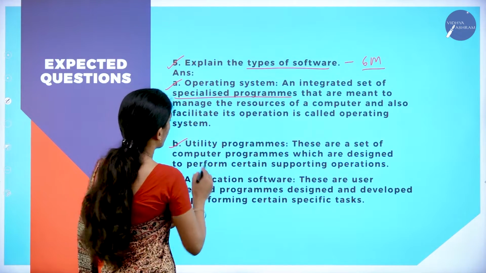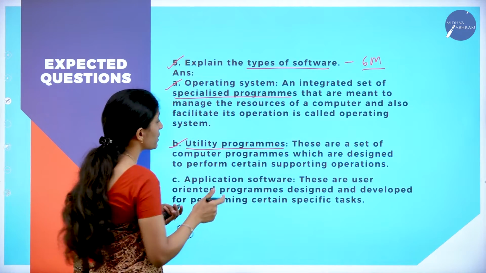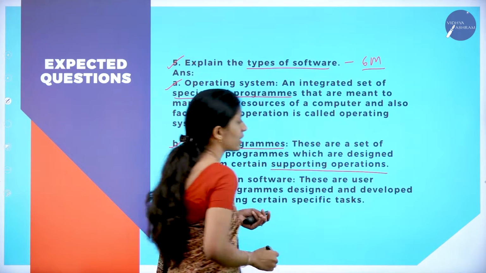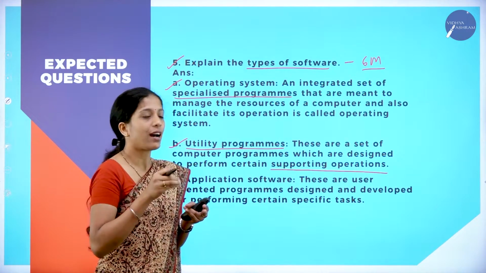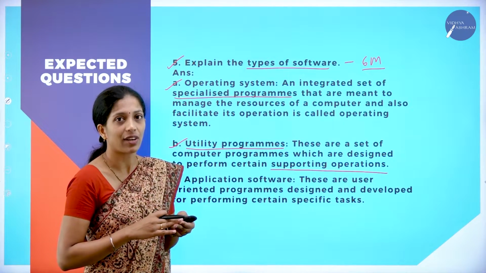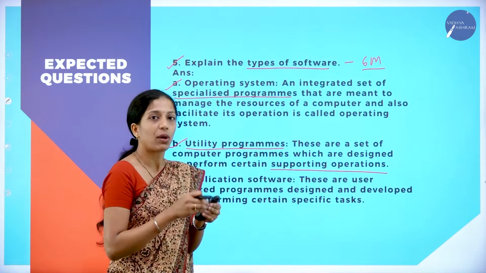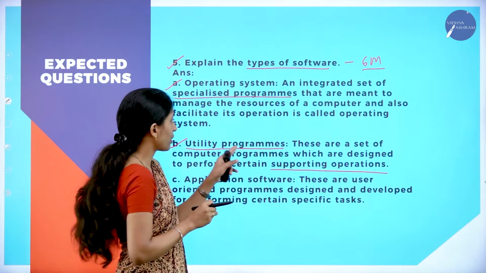Next, utility program. So what is this utility program? Which are designed to perform certain supporting operations. So in order to perform certain supporting operations, so they are known as what? Utility programs. So the best example is antivirus. So in order to protect from the virus, so a supporting program is being used. That is known as what?